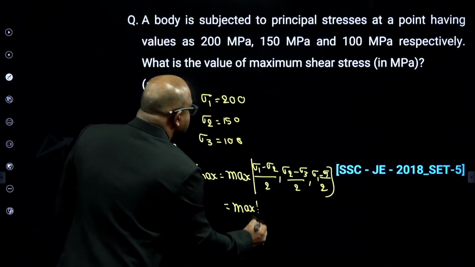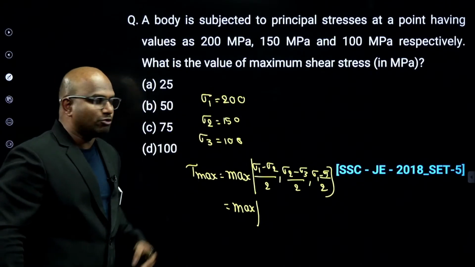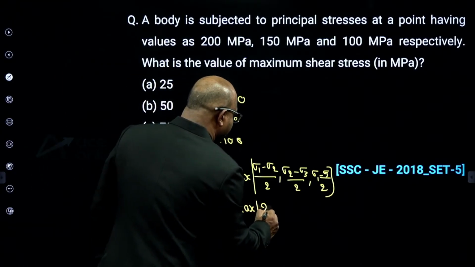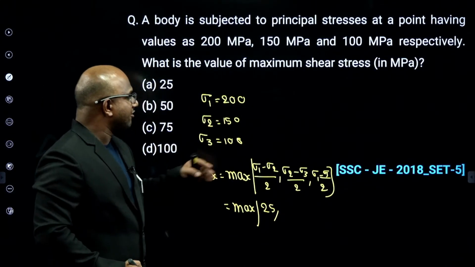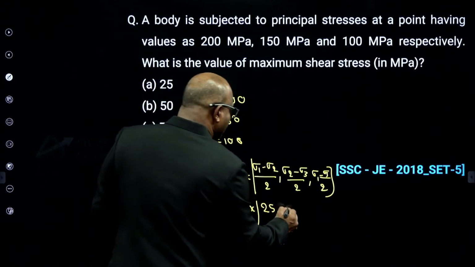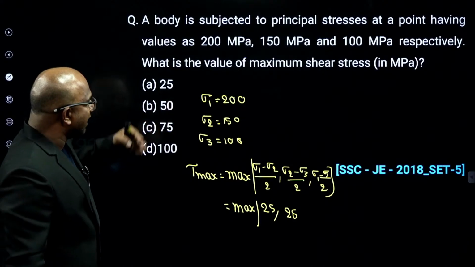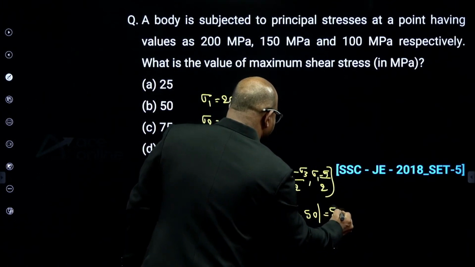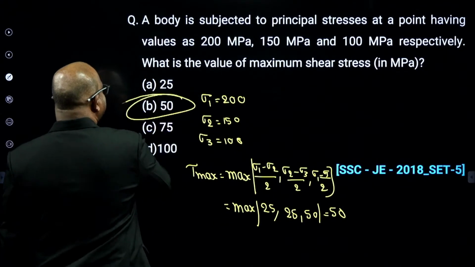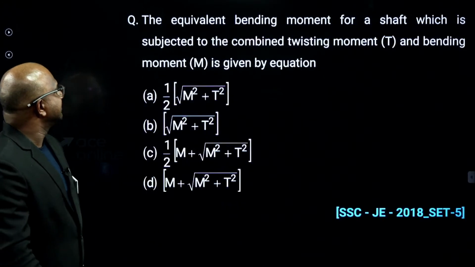Sigma 1 minus sigma 2 by 2: 200 minus 150 by 2, 50 by 2, that is 25. Next, sigma 2 minus sigma 3: again 50 by 2, again 25. Next, sigma 1 minus sigma 3: 200 minus 100, 100 by 2, which is 50. The answer is 50 itself. So option B is the maximum value of the shear stress.